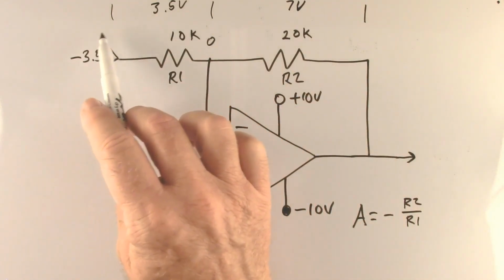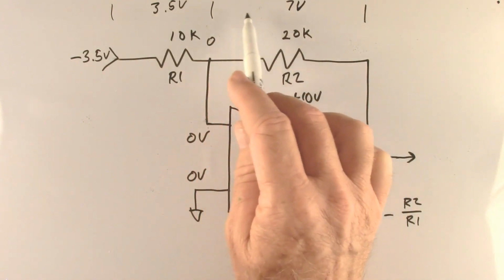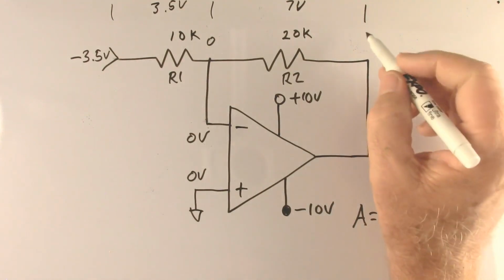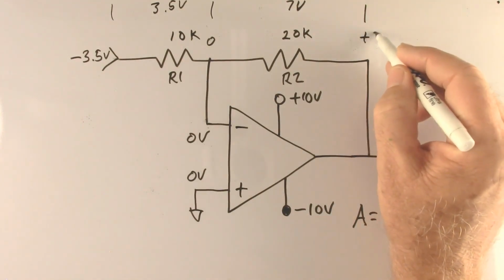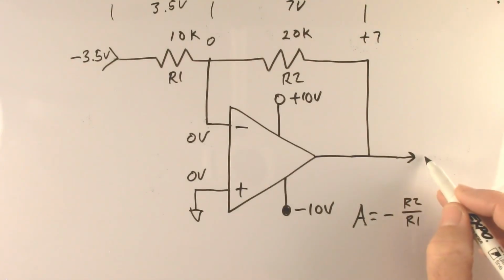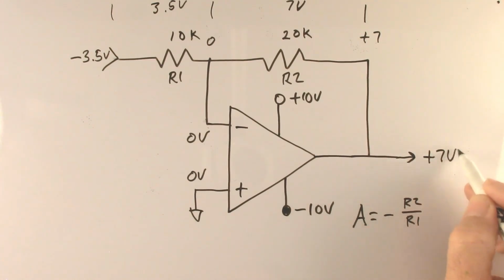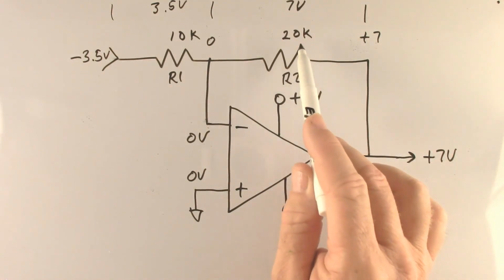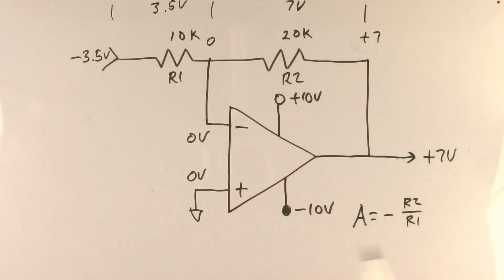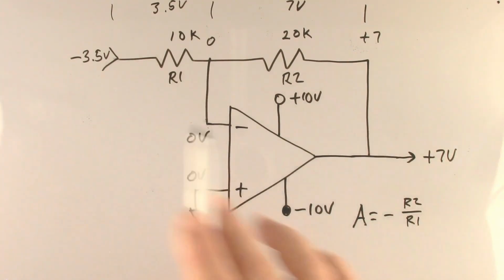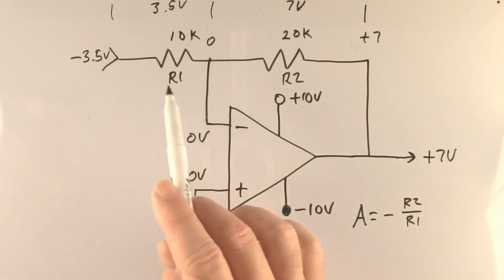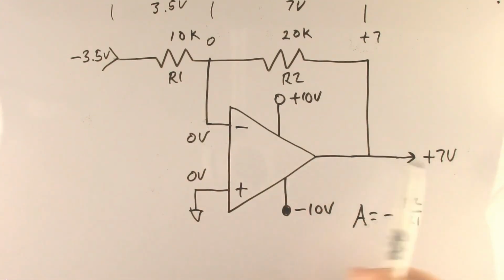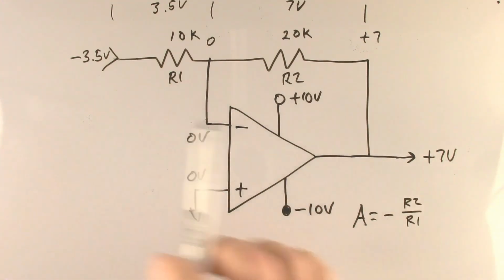So minus 3.5 to 0. Then we gain 7 volts. That means this will be plus 7. So our output will be plus 7 volts. So let's look at these resistors. We have a 2-to-1 ratio. We should have a gain of 2, or technically a gain of minus 2, because once again we reverse our polarity. So is 7 volts twice 3.5 volts? Yes, it is. So we have a gain of 2, but the polarity gets reversed.